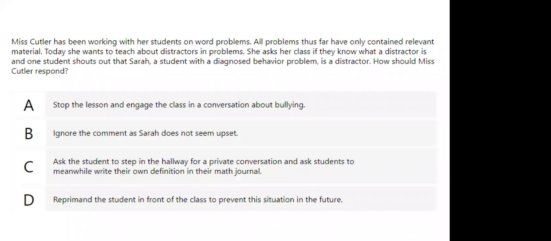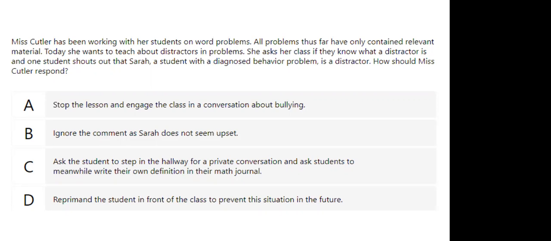Ms. Cutler has been working with her students on word problems. All problems thus far have only contained relevant material. Today, she wants to teach about distractors in problems. She asked her class if they know what a distractor is, and one student shouts out that Sarah, a student with a diagnosed behavior problem, is a distractor. How should Ms. Cutler respond?